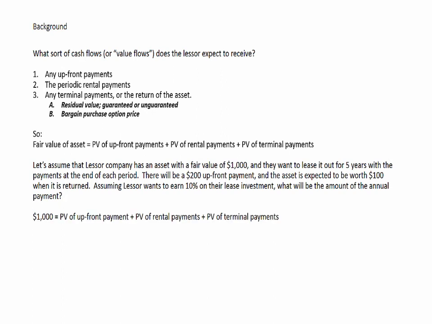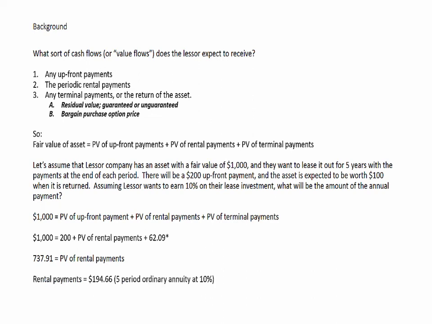So again, the fair value of the asset equals the present value of the upfront payment plus the present value of the rental payments plus the present value of the terminal payment. The upfront payment, the present value, is simply the $200. The rental payments are what we're looking for, and the present value of that terminal payment is $62.09. Again, that's $100 discounted at 10% for 5 years. So the present value of the rental payments is $737.91, and since this is a 5-period ordinary annuity at 10%, that implies a rental payment of $194.66.